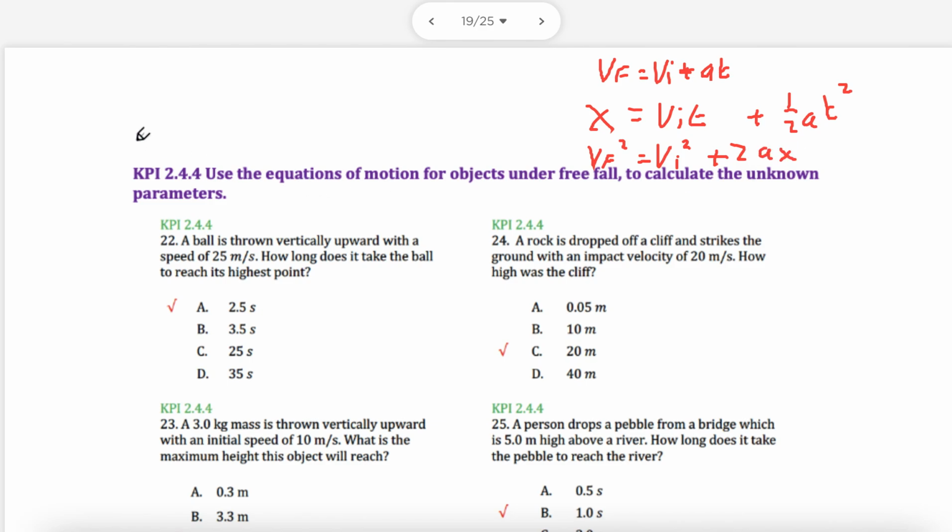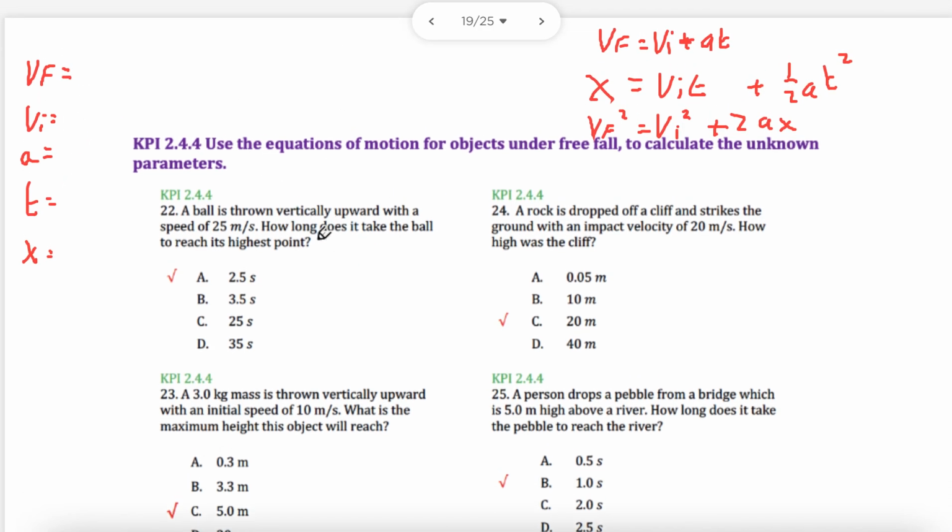And if you remember the toolbox, we will have everything we need on the side. V final, V initial, and we will have, what is it, A, T, and X. 1, 2, 3, 4, 5. Out of the 5, again, we only need 3. If we have 3, we can solve for everything.